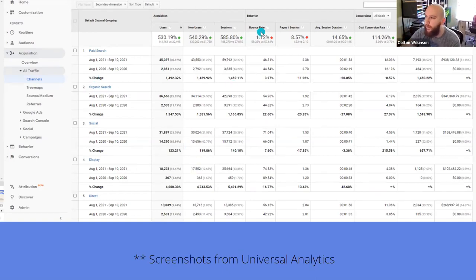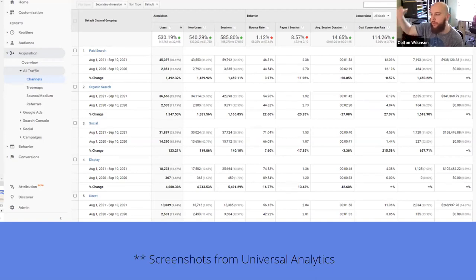Now with larger growth, you're going to see some decreases in engagement metrics, which is this behavior column right here: bounce rate, pages per session, average session duration. Engagement metrics just means a measure of how engaged a user is on your website. Our bounce rate climbed about 1%, but that bounce rate is still at 58.25% for the whole site, which is much lower than 80%. So on the whole, we're doing pretty well there.